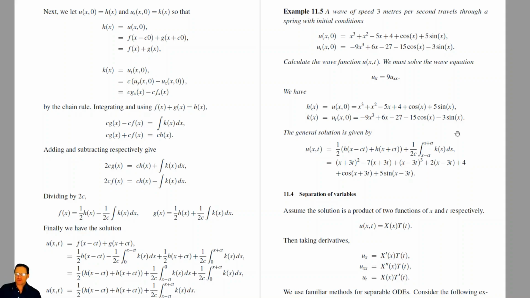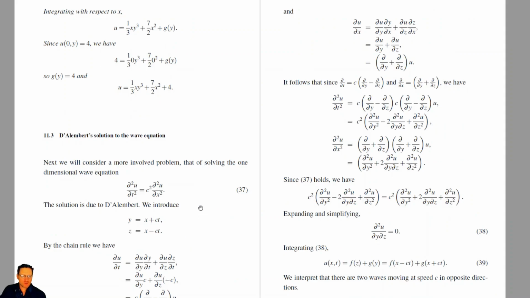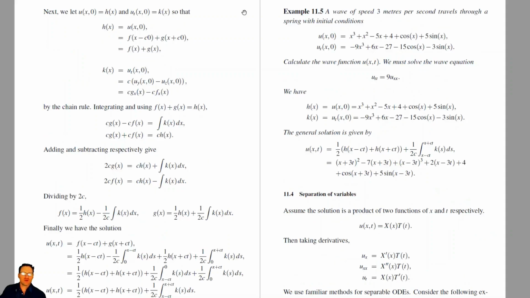Okay, so we sub those in, we calculate our integral, and this is what we get. So you could go back and check that this satisfies that wave equation, and indeed it does. Alright, so that's a more complicated example. So this is D'Alembert's solution of the wave equation, and then we saw an example of using that, which is significantly easier than generating the general solution.